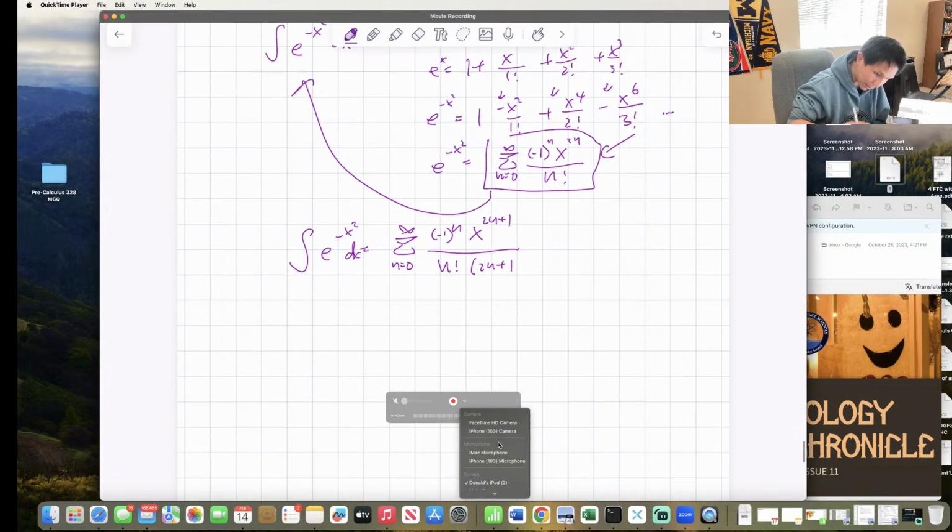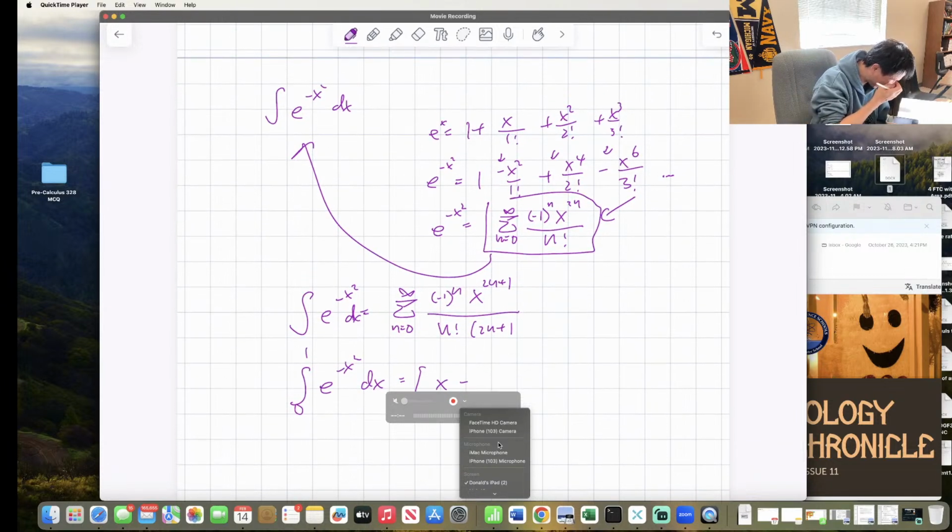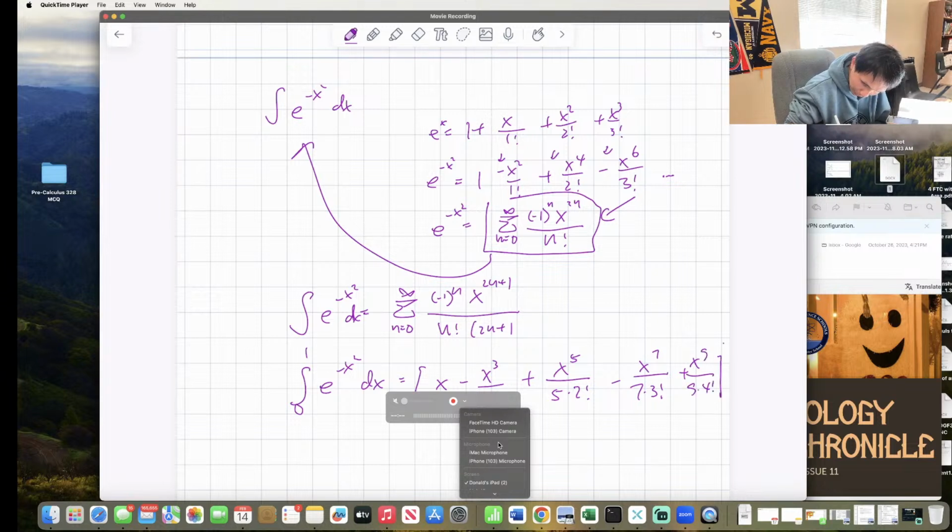And if it's a definite integral, let's just say from 0 to 1 of e to the negative x squared, you're going to plug in the integration of this, which is x minus x cubed over 3 plus x to the 5 over 5 times 2 factorial, minus x to the 7 over 7 times 3 factorial, plus x to the 9 over 9 times 4 factorial, evaluated between 0 and 1.